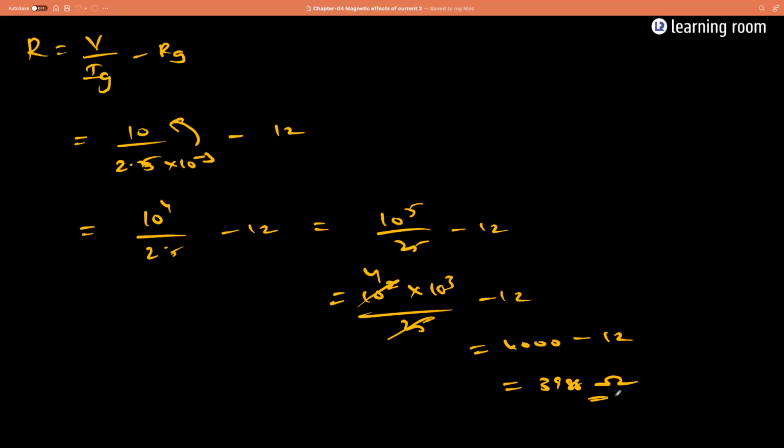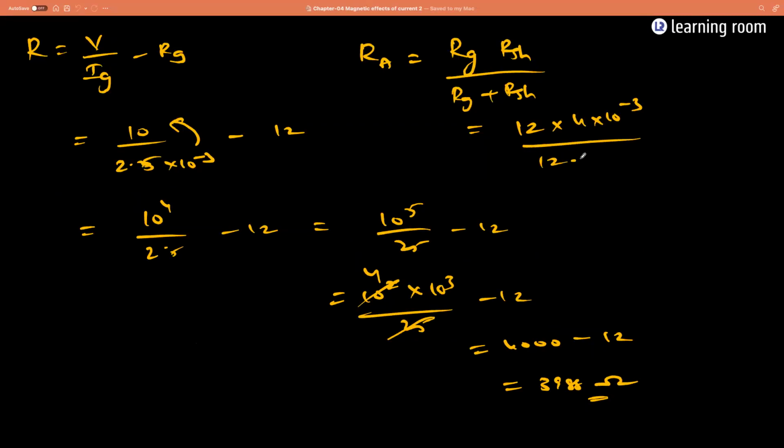So what is going to be the resistance of the ammeter? Galvanometer and shunt resistance are connected in parallel. So resistance of galvanometer into resistance of shunt divided by Rg plus R shunt. What is the value of Rg? 12. So 12 into R shunt, which is 4 into 10 power minus 3, divided by 12 plus 4 into 10 power minus 3.